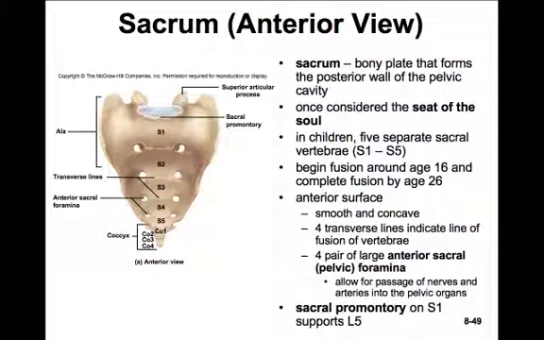On the anterior surface, the sacrum is very smooth and concave. It has 4 transverse lines that indicate where the vertebrae have fused together. There are 4 pairs of large anterior sacral foramina. These are the anterior sacral foramina, and they allow the passage of the nerves and arteries into the pelvic organs. The sacral promontory is located on S1 and supports L5. So this is the sacral promontory.